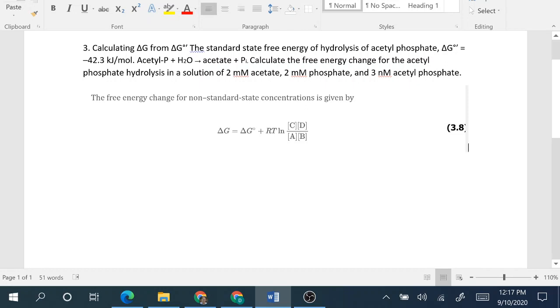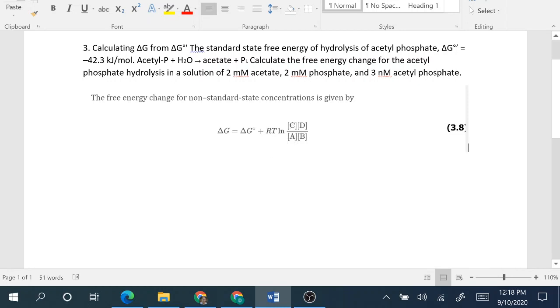So we're supposed to calculate the free energy change for acetyl phosphate hydrolysis in a solution of 2 millimolar acetate, 2 millimolar phosphate, and 3 nanomolar acetyl phosphate. Equation 3.8 in your book is as follows. The free energy change for non-standard state concentrations is given by delta G is equal to delta G naught plus RT ln of products over reactants.